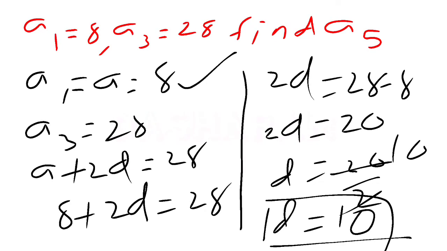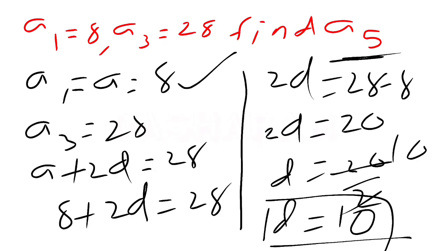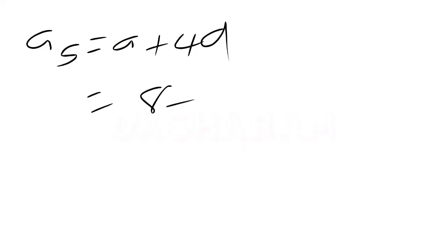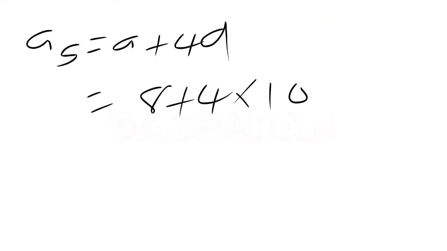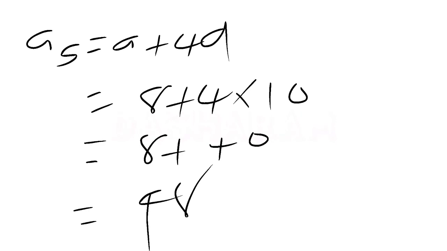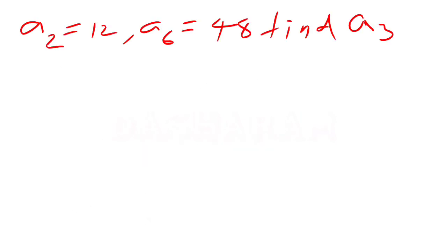Using these two you can find A5. So A5 equals a plus 4d. So a value how much? 8 plus 4 into d value how much? 10. So first you complete the product: 4 into 10 is 40, plus 8 is 48. So the fifth term is 48.